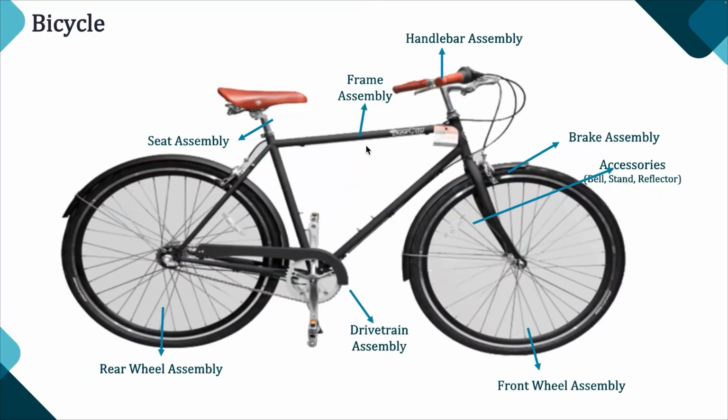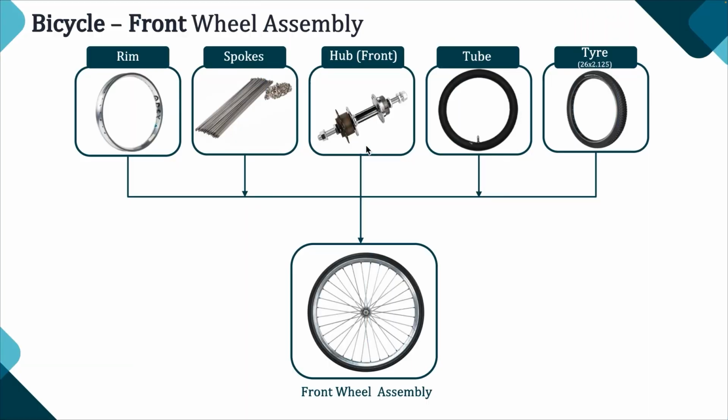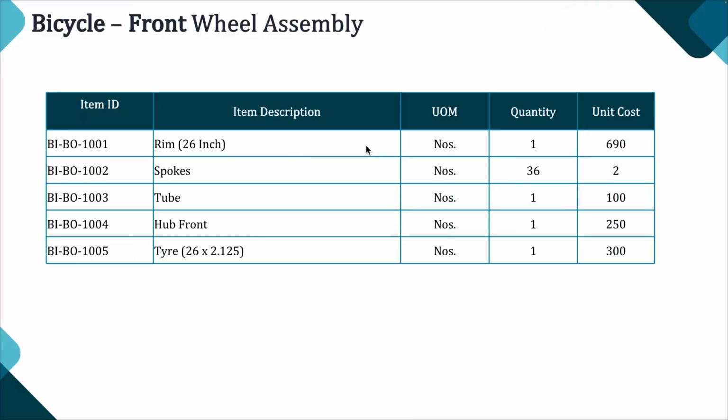So here you have a bicycle which consists of your seat assembly, frame assembly, handlebar assembly, brake assembly, and accessories which hold your bell, stand and reflector. Then you have your rear wheel assembly, drivetrain assembly and front wheel assembly. From this bicycle, we take up the front wheel assembly. This wheel assembly holds your rim, spokes, hub, tube and tire. So this front wheel assembly holds your item ID, item descriptions, unit of measurement, quantity and unit cost. All the details which you're going to enter in your purchase request.